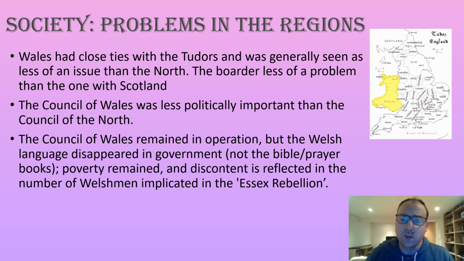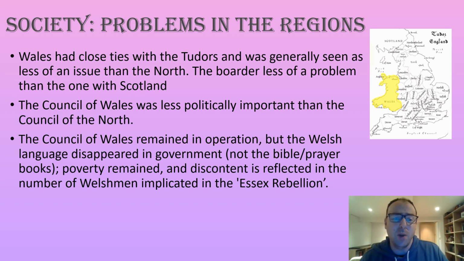Another region that was really significant was Wales and the Marches. The Marches are the border area, and this area was generally seen to have close ties with the Tudors. You can think back to Jasper Tudor, all the way back to Henry VII, and it was generally seen as far less of a problem than the north. And the border between England and Wales was seen as far less of a problem than the border area with Scotland, understandably so. Obviously, Wales was part of the Tudor kingdom, while Scotland wasn't.